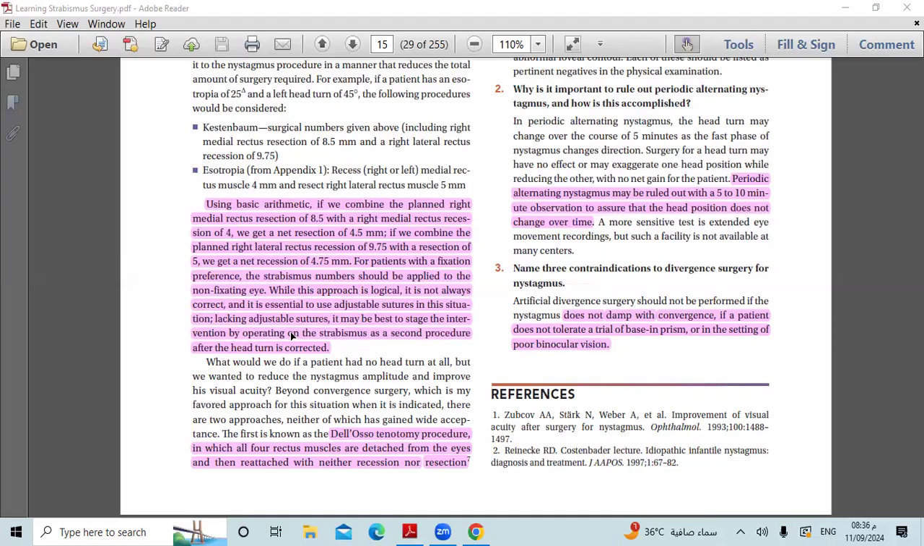And he told me it works, especially if there is no head turn. I don't know if there is no head tilt or head turn. So I don't know if anyone has seen it before or has any idea about it. The Dell'Osso tenotomy procedure, because I always read and hear about it.